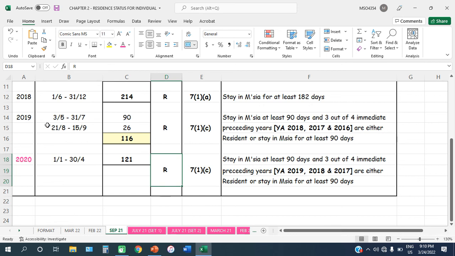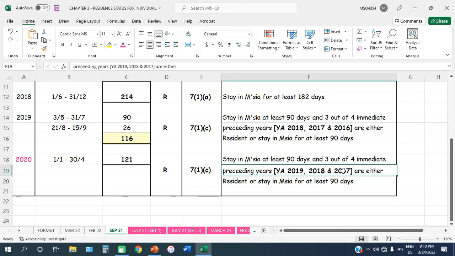So the way you give reason is the same as 2019, except you change the year. Okay, for 2020, just now the years were 2019, 18, and also 17. Alright, so I guess that's all for the September 2021 question.